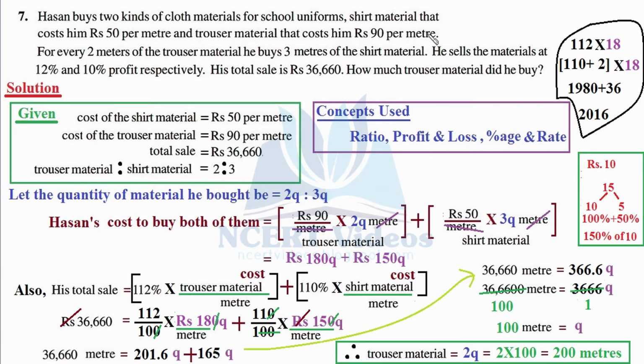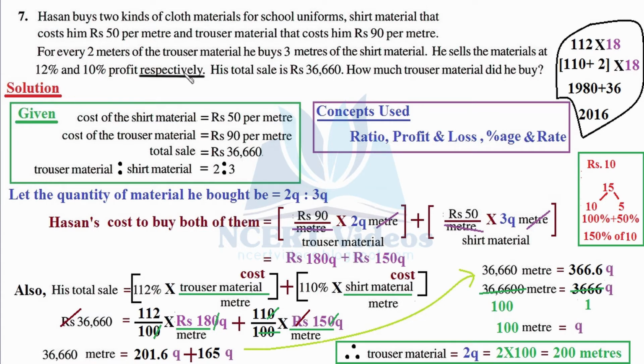Since he has bought all the material, now it is time to sell all the products. In this case, two products, that is shirt material and trouser material, and he is selling them at different profits. So read this line very carefully. He sells the materials at 12% and 10% profit respectively. The keyword here is this word respectively. Respectively is an English word which refers to its previous statement. So it says 2 meters of trouser material. So the order this respectively refers to is this. That is, trouser material is sold at 12% profit and shirt material is sold at 10% profit, not the otherwise.